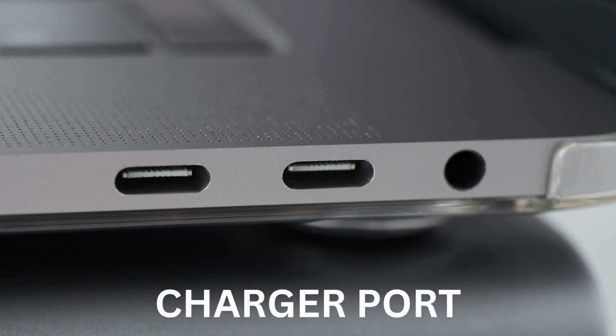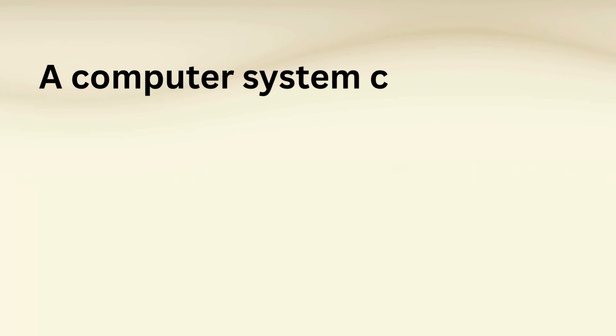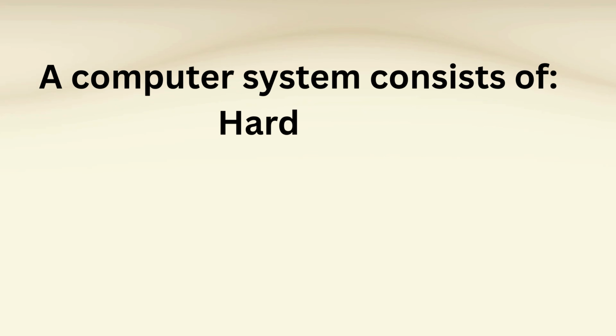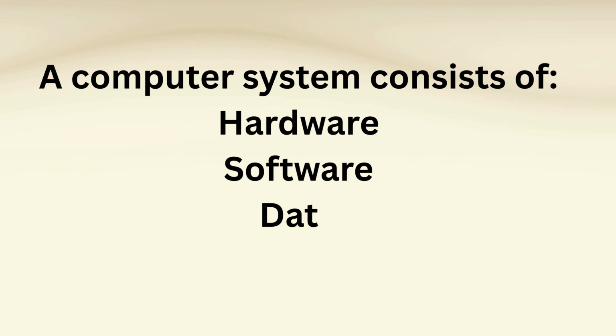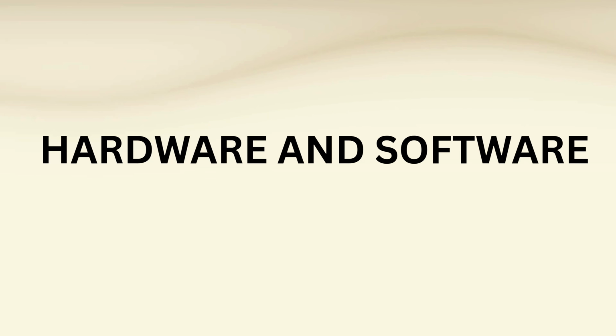And then we are going to talk about the next one, which is the components of a computer system. A computer system consists of what? This component consists of the hardware, the software, the data, and then the users. I call it the peopleware. The hardware and the software are usually what is needed. Let me just limit it to two: hardware and software.